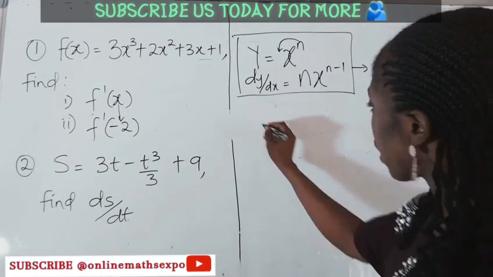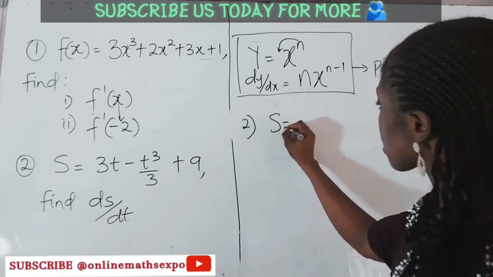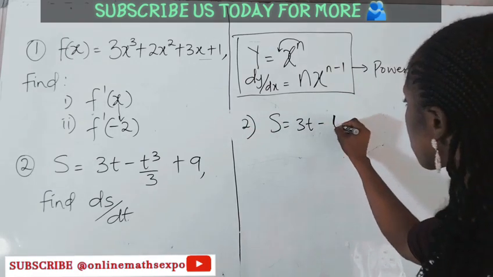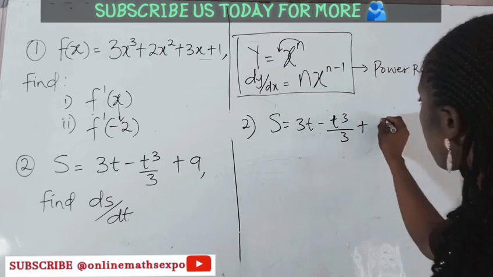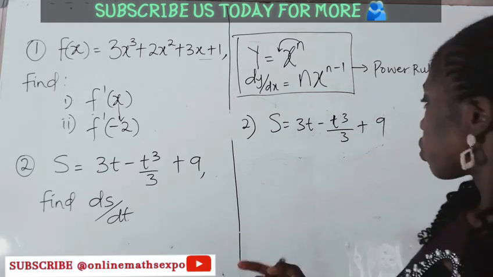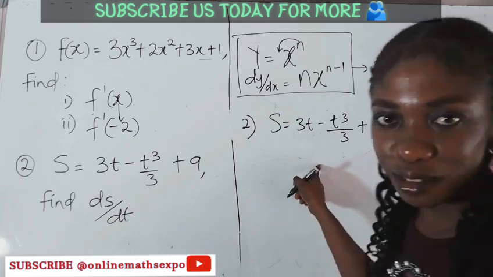Okay, for example 2, we are going to have s is equal to 3t minus t cubed over 3 plus 9. Okay, so let's rewrite this for easy differentiation.